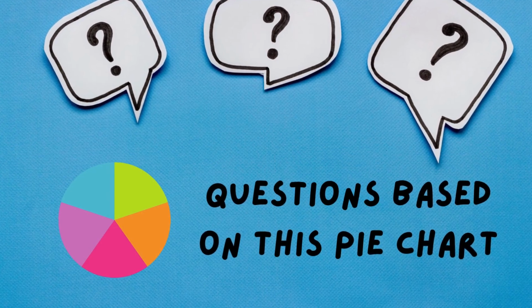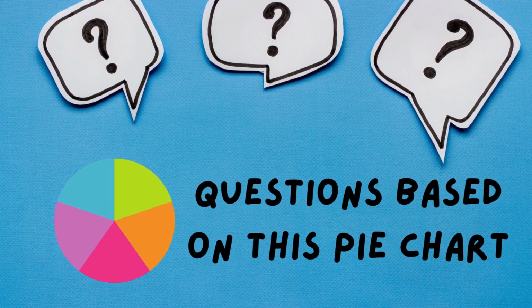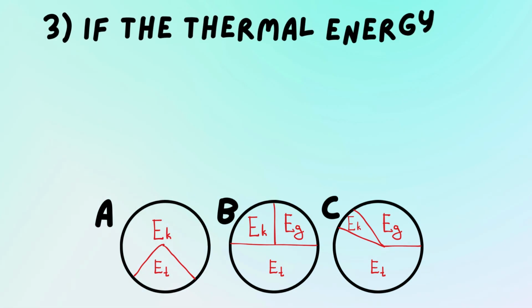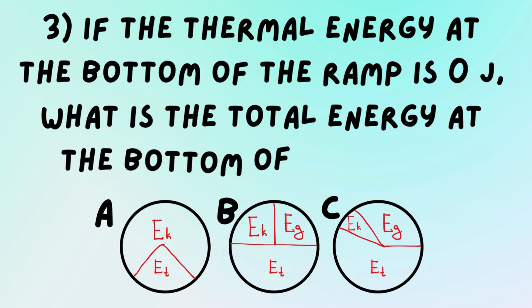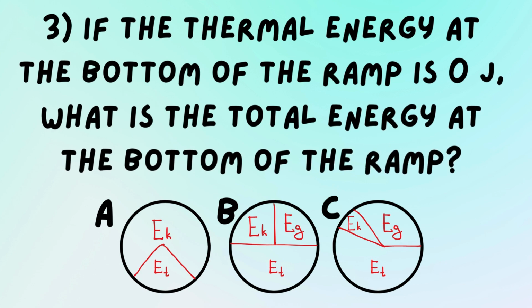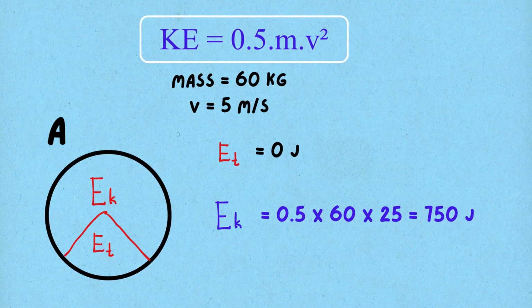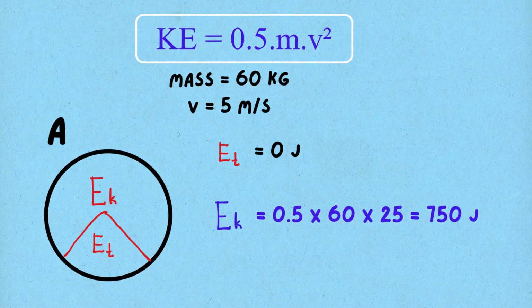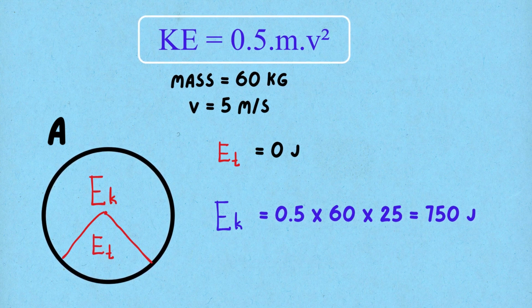Now we are going to answer some questions based on the pie charts we just drew. So the question is, if the thermal energy at the bottom of the ramp, which is at stage A, is 0 joules, what is the total energy at the bottom of the ramp? So at the bottom of the ramp, the biker has EK and ET. But ET is supposed to be 0 joules, which means all of the energy at stage A is kinetic energy.